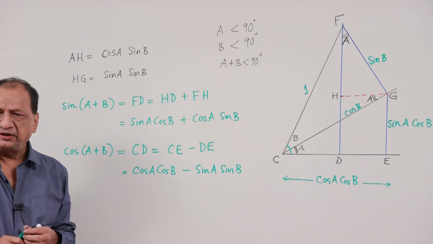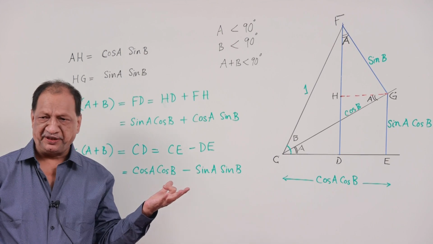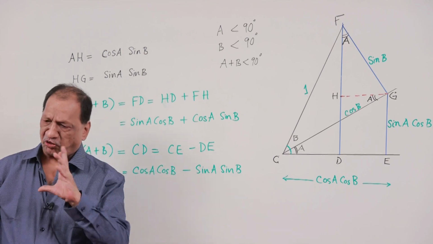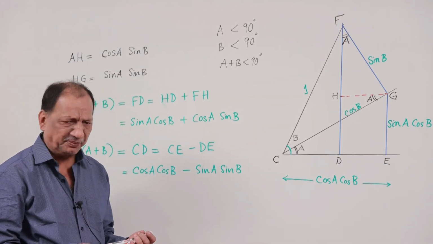So cos of A plus B is cos A cos B minus sin A sin B. Sin of A plus B is sin A cos B plus cos A sin B. And one more fundamental property of these trigonometric functions is the Pythagoras theorem itself.